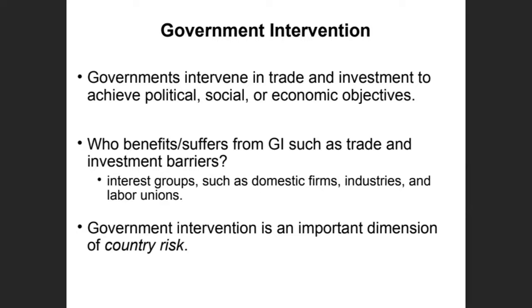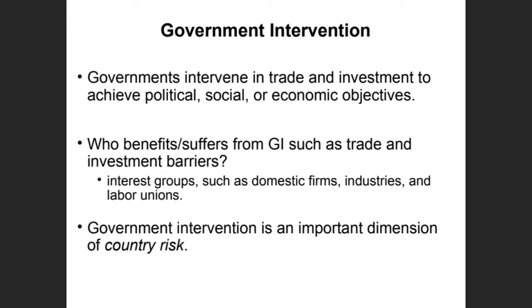And governments impose trade and investment barriers that protect special interest groups, such as domestic firms, industries, and labor unions. So government intervention can alter the competitive landscape by hindering or helping firms' ability to compete internationally. So government intervention is an important dimension of country risk in international business.